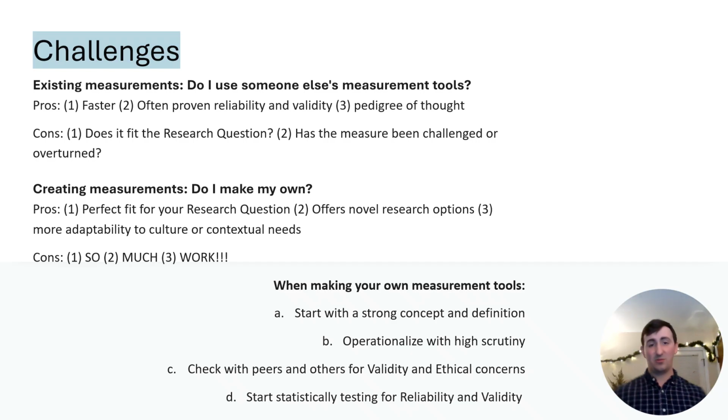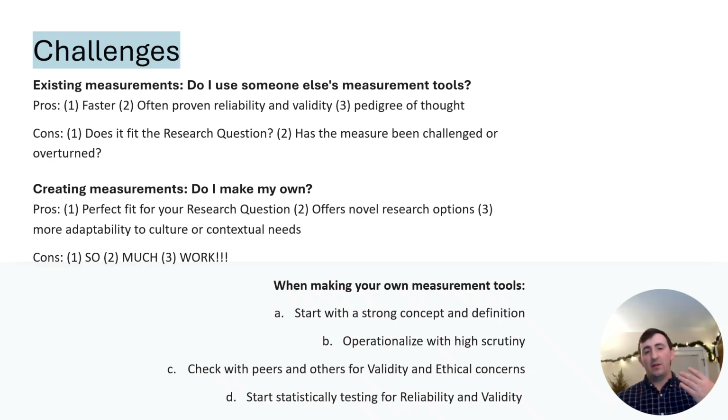Operationalize with high scrutiny. Basically, just have really high standards for what your measurement indicators are. Have really high standards for what direct and indirect observables are. Have really high standards for your levels of measurement. Have just higher standards, right? The higher standards you start with, the cleaner the outcome at the end. Make sure you check with peers for validity and ethical concerns.